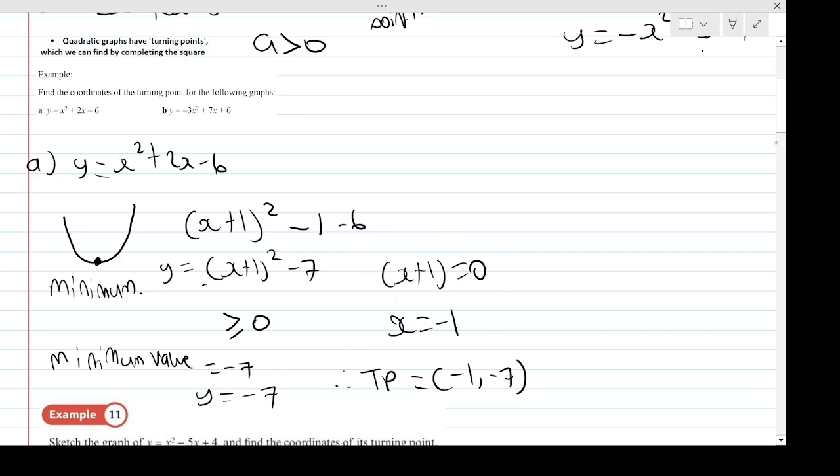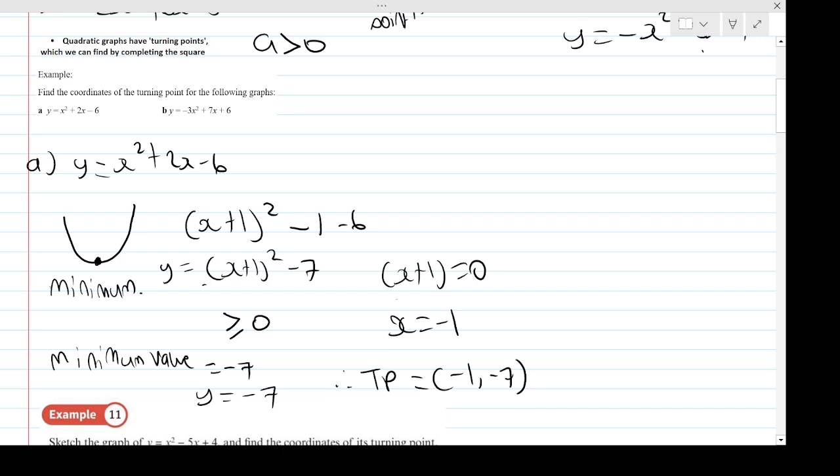So when you set the bracket to 0, x has to be -1, such that -1 add 1 gets us 0. Then, when the whole bracket's 0, the minimum y value is just the number at the end, it's -7, which is what we've got there. And so therefore we can very quickly obtain the turning point once you complete the square.